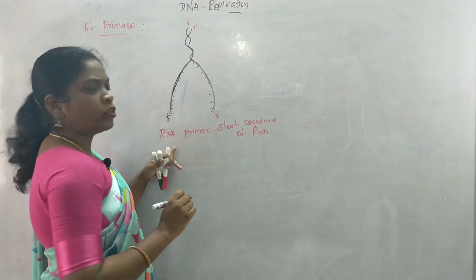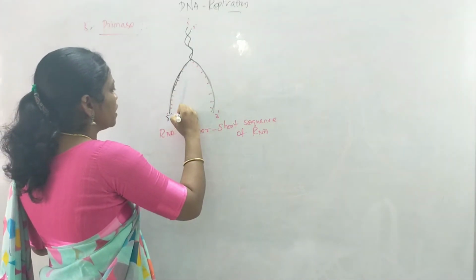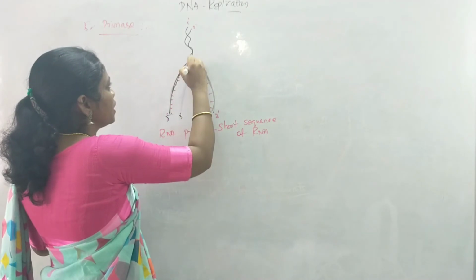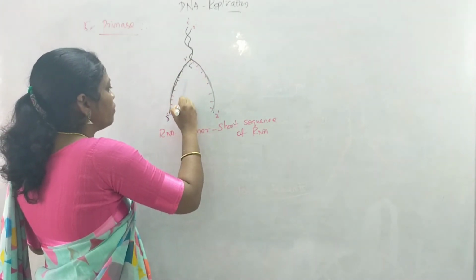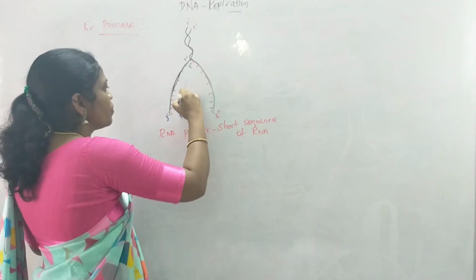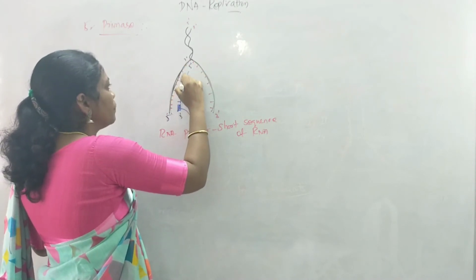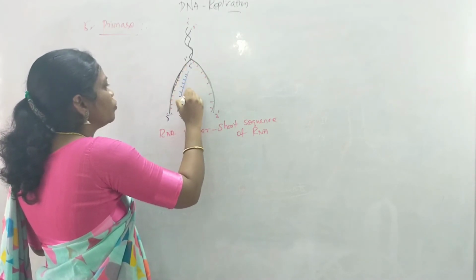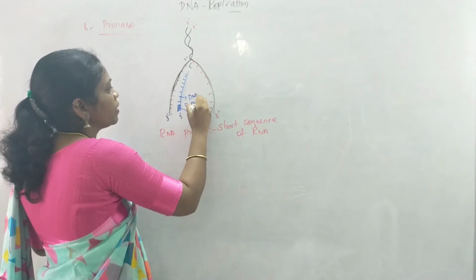As we already know, the addition of nucleotides is in the 5' to 3' direction. So the other strand will be in the directionality of 3' to 5'. Where we have a short sequence of RNA, that is nothing but the RNA primer. Based on that, the new strand is formed by copying the information from the parental strand and adding nucleotides with the help of DNA polymerase enzyme.